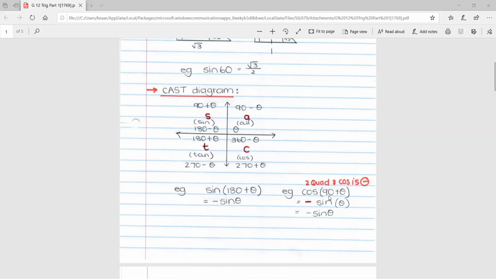But because it is a 90 plus, we need to change the cos to sine. So this is the special rule. Whenever there's 90 plus, 90 minus, 270 minus, or 270 plus, the cos becomes sine or the sine becomes cos. So we first have to find the sign. Once we've found the sign of our ratio, then we're going to change the cos into sine, and this just becomes theta. So cos 90 plus theta is negative sine theta.